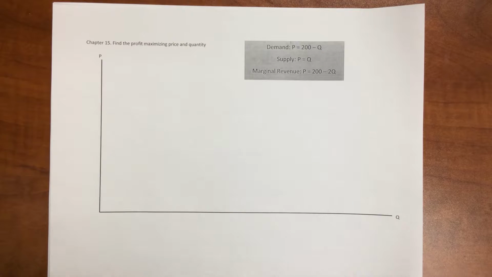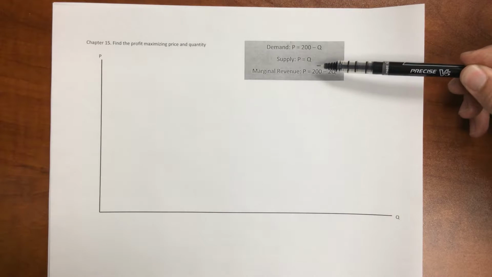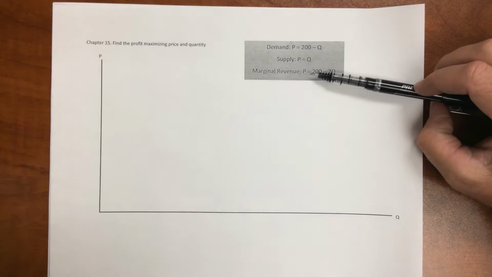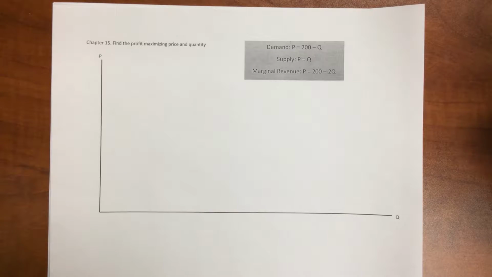All right, so we're trying to find the profit maximizing price and quantity for a monopolist. What we're given is the demand equation and the supply equation. Now, that's normally what we need for a competitive market. But the next thing we're going to look at then is also our marginal revenue equation, because we need that for a monopolist as well.